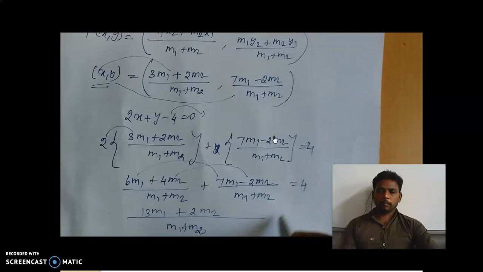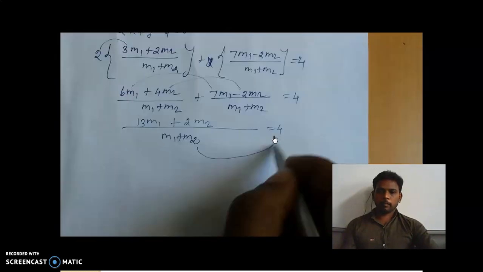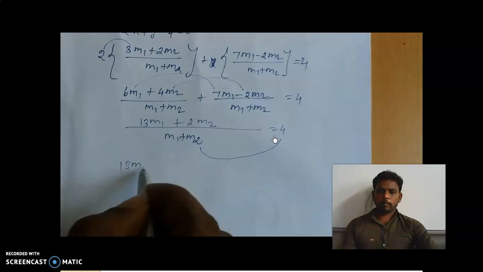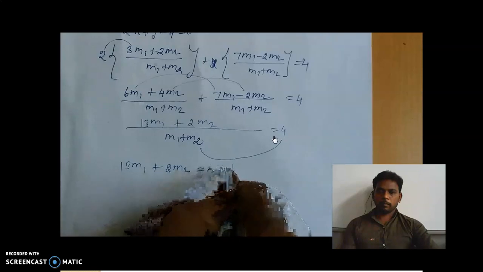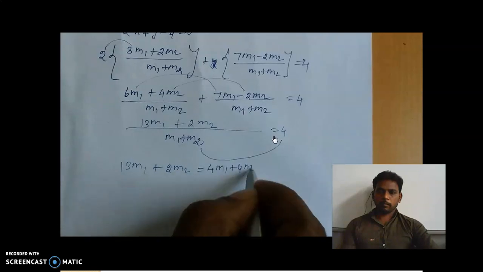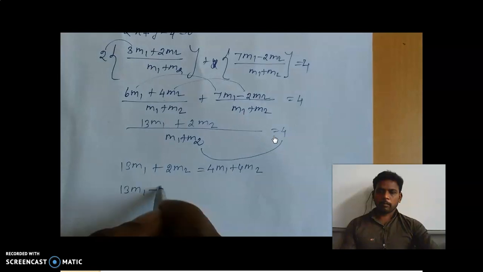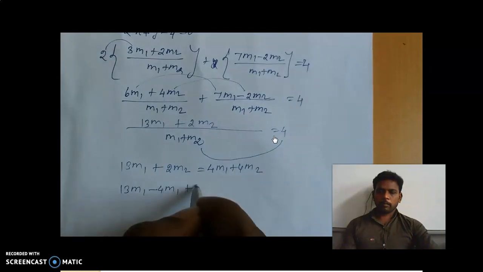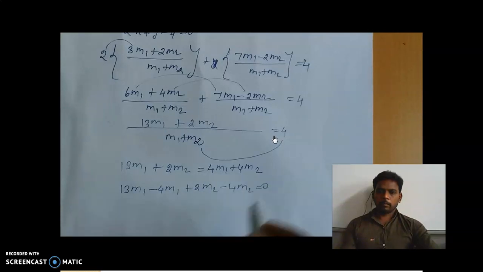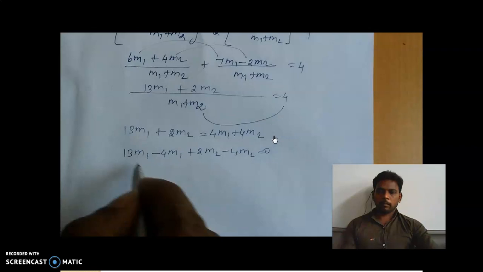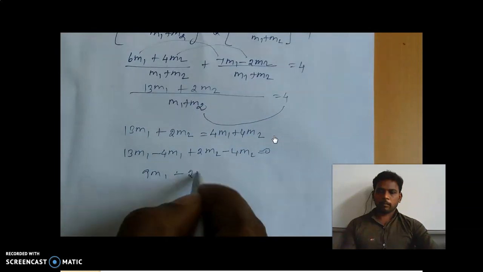So equal to 4. Now make cross multiplication here. So 13 m1 plus 2m2 equal to 4m1 plus 4m2. I made left hand side this one. So 13m1 minus 4m1 plus 2m2 minus 4m2 equal to 0. Right? Now subtract it here. So 9m1. What about here? Minus 2m2 equal to 0.